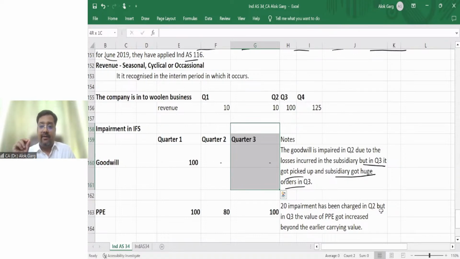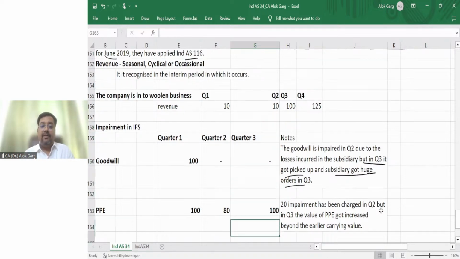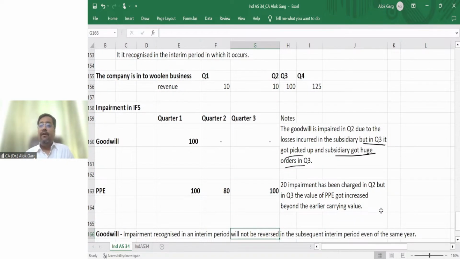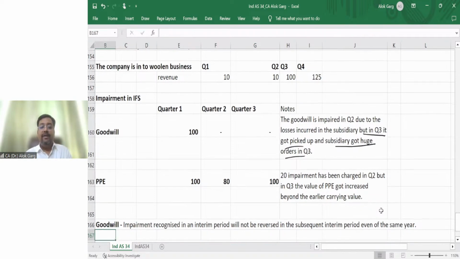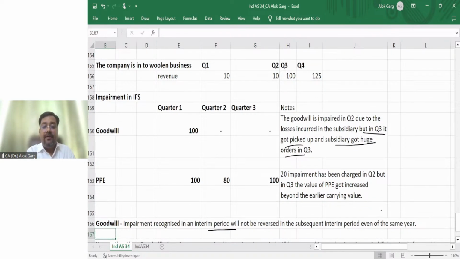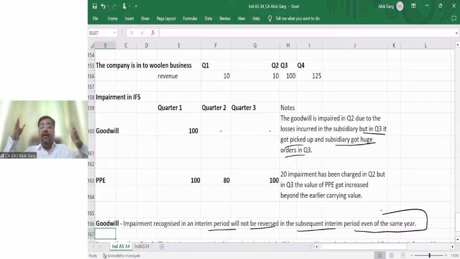So friends, please remember the goodwill. If a goodwill has been impaired in any interim period of the same financial year, this goodwill impairment will not be reversed in the subsequent interim period, right? Impairment recognized in an interim period will not be reversed in the subsequent interim period even of the same year. You will not say, sir, it is the same year and only an interim period in between, in June there was goodwill, in September it got impaired, can I restate it in December? Answer is no. Ind AS 36 prohibits that.